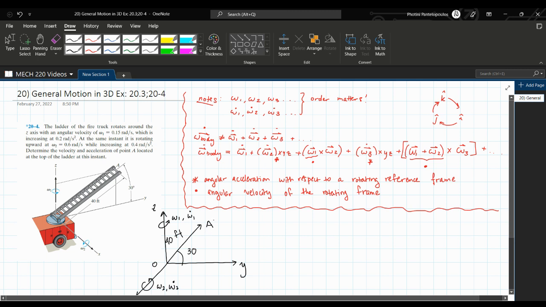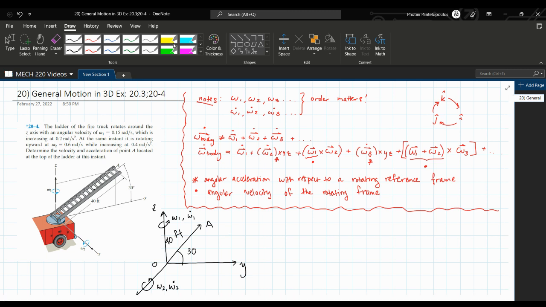Today we'll be covering Chapter 20, which is General Motion in 3D. Specifically, we'll be covering example 20-4 from section 20.3. So let's go ahead and read the problem.